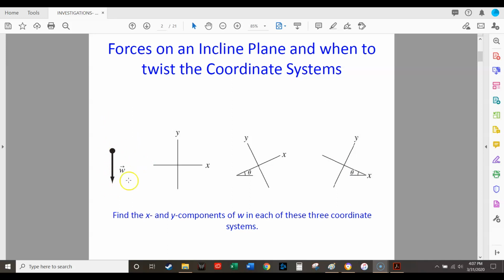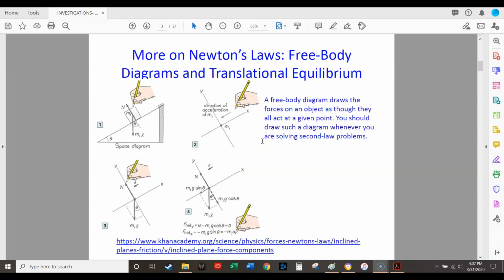No matter what, though, we want to make sure that just because we twist the coordinate plane doesn't mean that our weight vector m times g is going to be twisted too. That will always be pointed straight down towards the center of the Earth. So what we're going to do is go through the steps on what we need to do to draw a force diagram and how this will affect our forces. Mostly it's going to be affecting mg. Most of the time it's going to be affecting just mg.